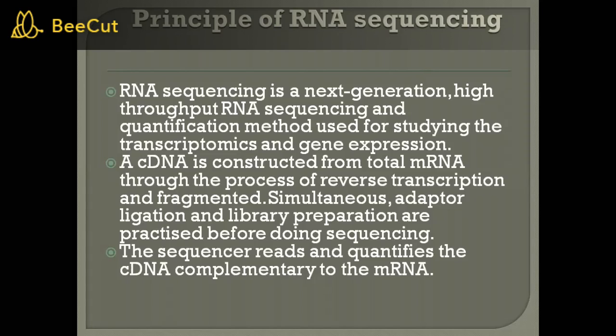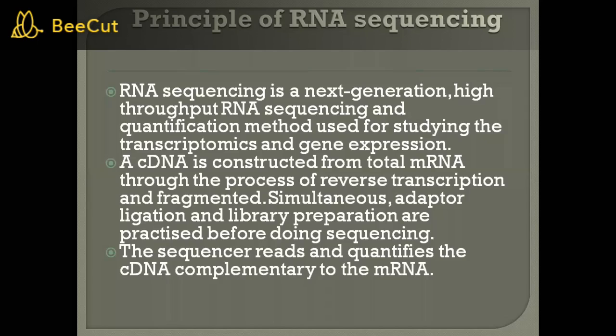RNA sequencing is a next generation high throughput RNA sequencing and quantification method that is used for studying the transcriptomics and gene expression. It is based on next generation sequencing methods, and it gives high throughput sequencing. A large amount of data will be generated, and we can also find out the gene expression by using RNA sequencing. That's why it is used for studying transcriptomics. Many transcriptomes we can study by using the RNA-seq technique.